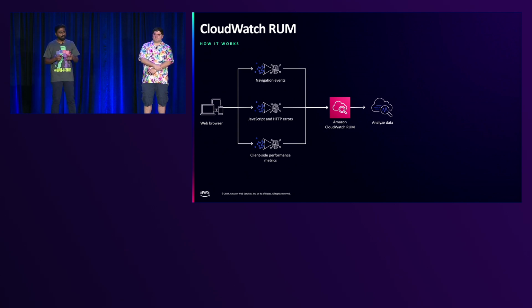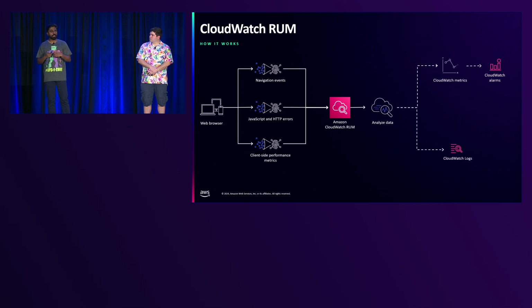So once you enable it, CloudWatch RUM collects all this information, sends it to CloudWatch, and there's a nice interface where you can go take a look at your user navigation. You can understand how users are using your website, and do all the RUM-specific things within CloudWatch in one interface, right? But this data is also available in CloudWatch metrics and CloudWatch logs.